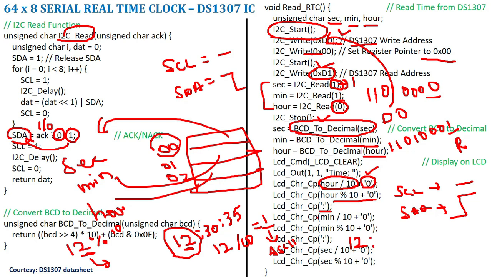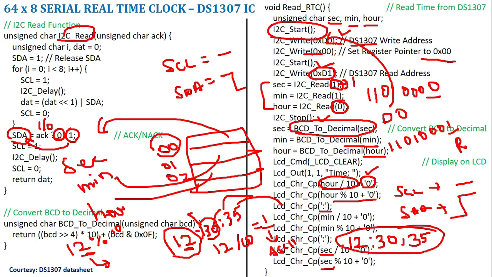Same thing we try to do for minutes also. So minutes 30. 30 in the sense, first I will take this 3, convert it into ASCII, put it here. Then take 0, convert it into ASCII, put it in the LCD. Same thing we are going to do for seconds also. So again after colon, we will take 3, convert it into ASCII and put it here. Then 5, convert it into ASCII and put it here in the LCD. So that is how the data is being displayed on your LCD.